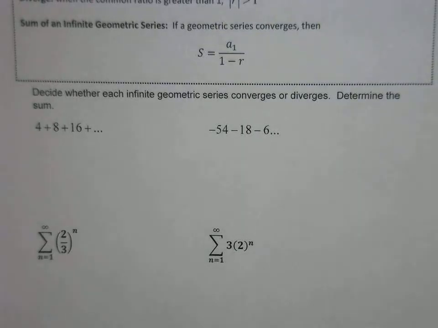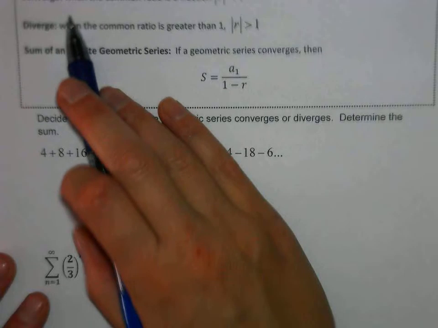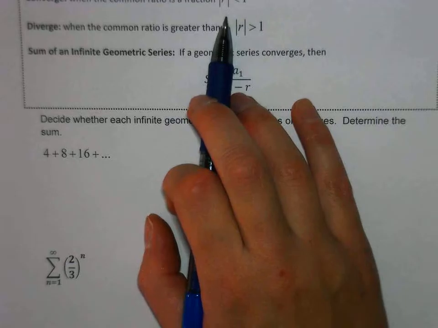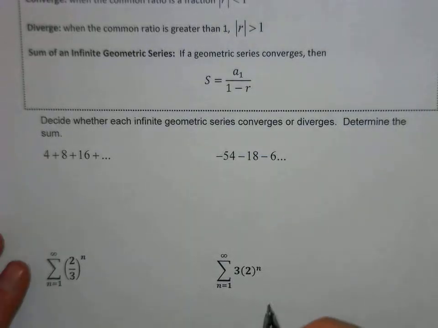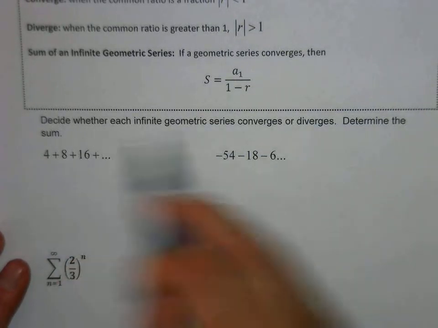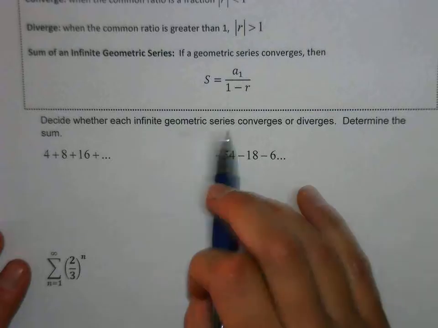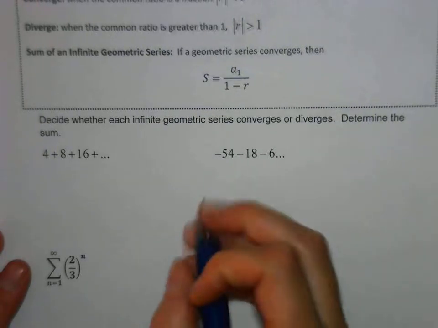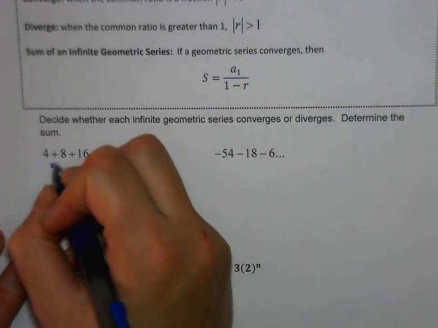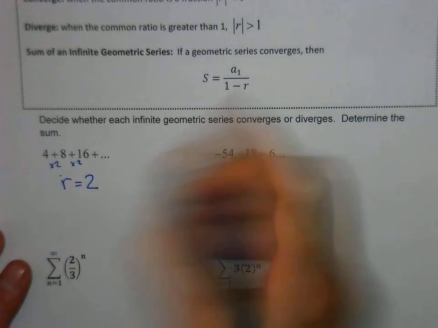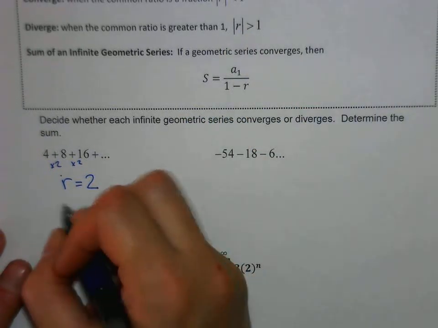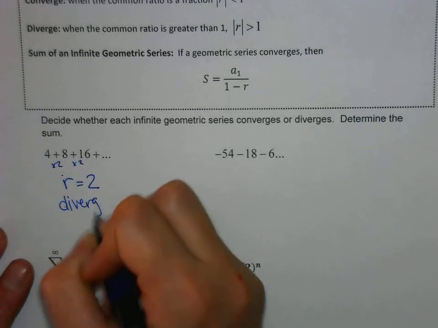Alright, so let's look at converging and diverging. Converging is when our ratio is less than 1, and we diverge when it's greater than 1. This is for the infinite series. First we want to decide whether the infinite series converges or diverges. Right now, we're multiplying each by 2, so our ratio is 2, which is greater than 1. So this diverges. That means there's no sum.